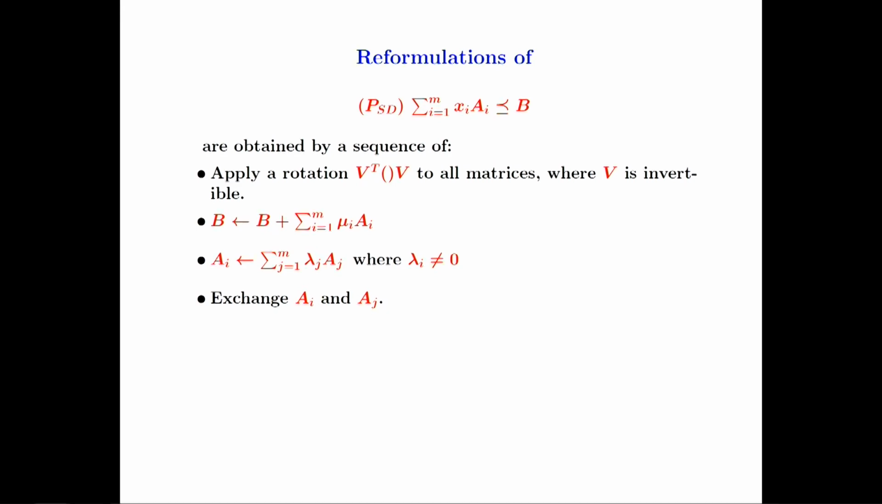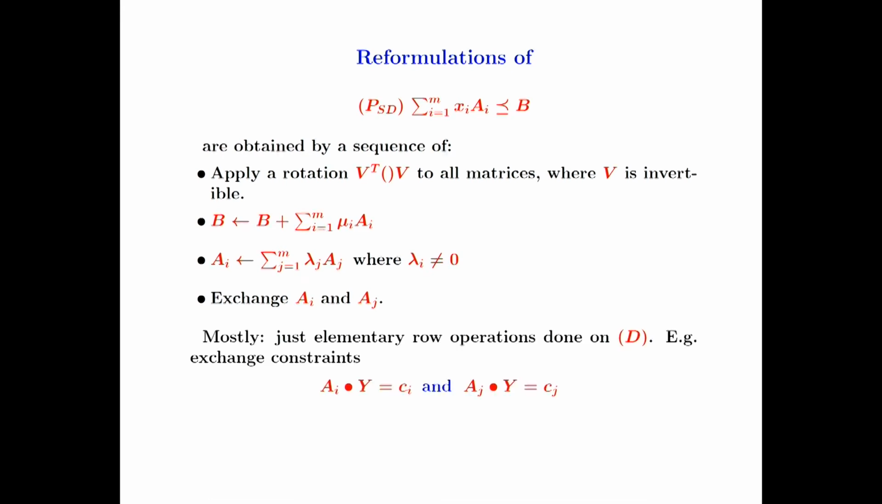So these are all the operations I can do, and these obviously are not going to change the behavior of the system, because these are reversible, and then of course translating the right-hand side doesn't do anything. So these are just essentially elementary row operations done on the dual, right? So, I mean, I can switch two equations in the dual. That doesn't do anything bad or good.